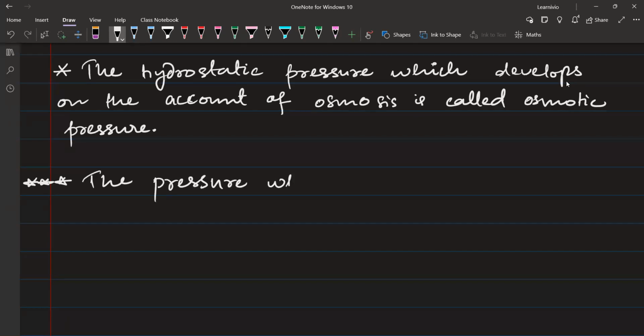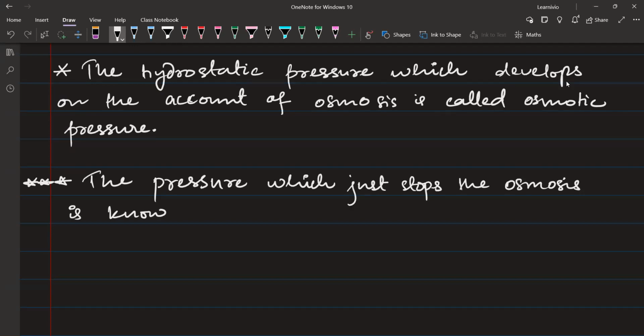The pressure which just stops the osmosis is known as osmotic pressure. ठीक है, known as osmotic pressure.